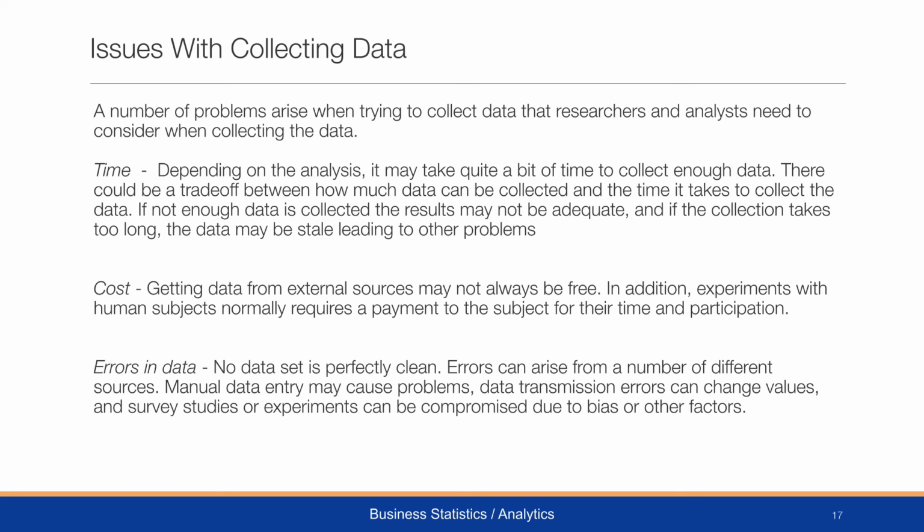Next, you can have errors in the data. No data set is perfectly clean, no matter what anyone tells you. I've seen companies talk about how great their data is. We look at the data, and the data is not as clean as they think it is. But the errors can arise from a number of different sources. Manual data entry can cause problems. Data transmission errors can also change values, and survey studies or experiments can be compromised due to bias or other factors. So there are a lot of things that need to be looked at when you take a look at the data in order to begin doing the analysis.